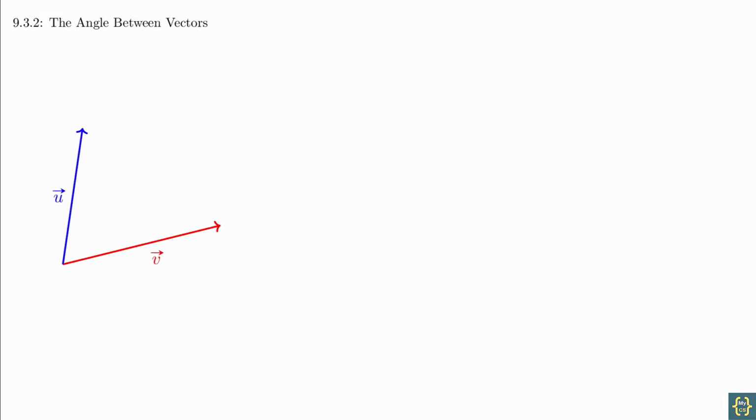By connecting the tips of the vectors, we create a triangle. We'll leave it as an exercise to convince yourself that the third side of the triangle is the vector u minus v if we draw the arrow from the tip of v to the tip of u. Now we have a triangle with all three sides and one angle labeled. This is a situation where we can apply the law of cosines.